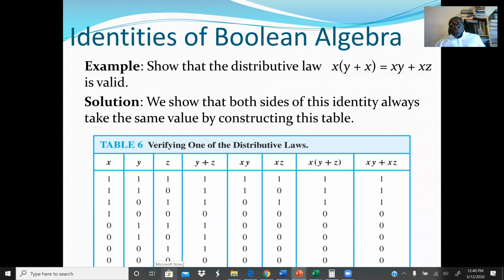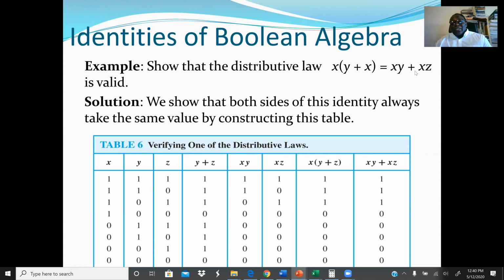The first thing I'm going to find: actually this is supposed to be z. It's supposed to be x(y plus z) equal to xy plus xz. So you can see first we find y plus z. So we have the y plus z here. 1, 1 is 1, 1, 0 is 1, 0, 1 is 1, 0, 0 is 0, then 1, 1, 1, 1, 0 is 1, 0, 1 is 1, 0, 0 is 0.